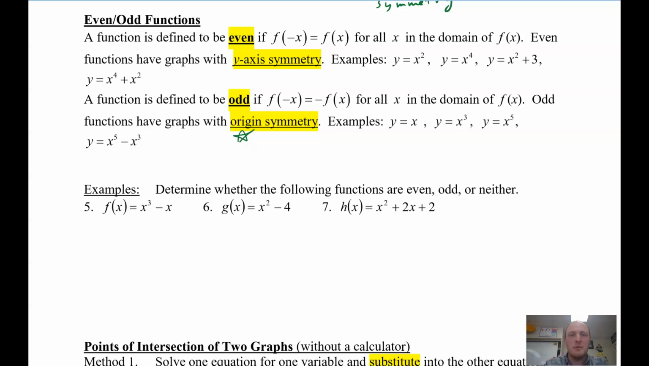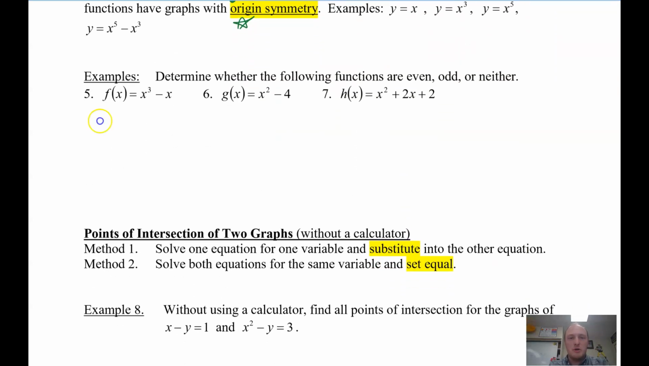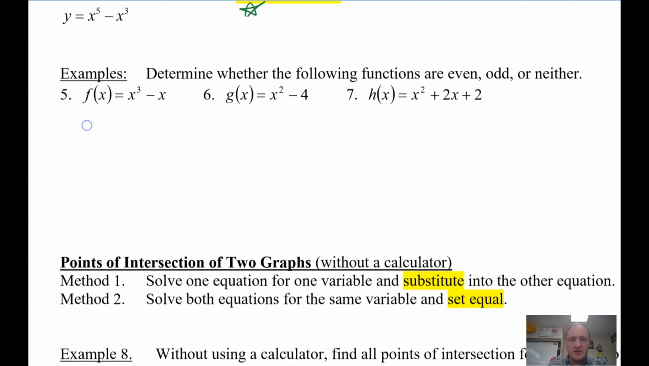The way you should remember this is that if a function is odd, it has origin symmetry. Both start with O's. Does that make sense? So if it's neither even nor odd, it's going to be neither, and that's what the examples here are going to cover. They want us to determine: are the functions even, odd, or neither?